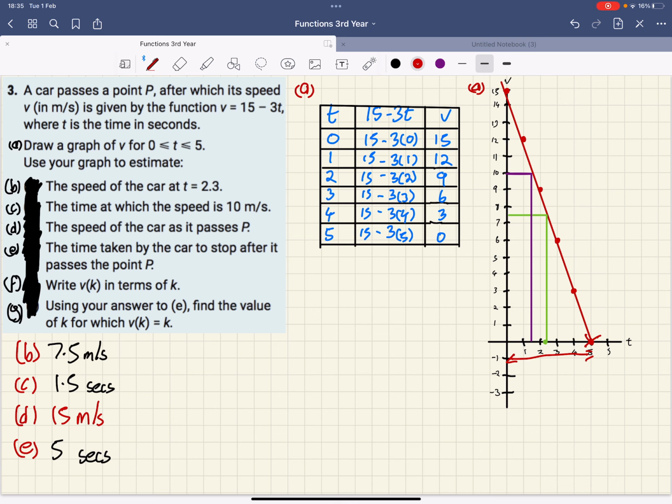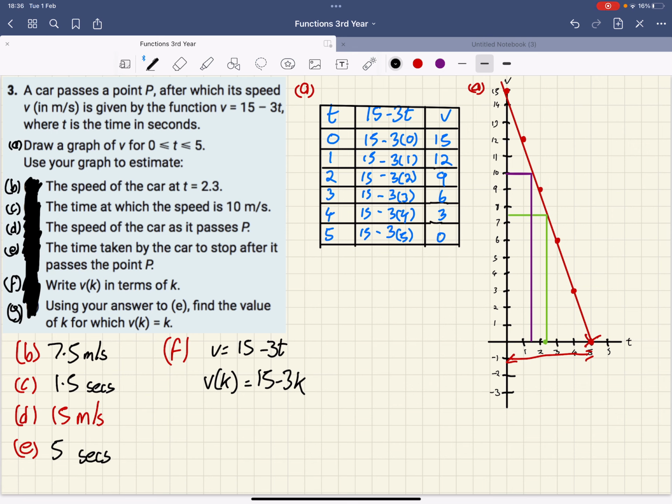Sorry, I know it's in red. F: write V of K in terms of K. Let's have a look. The question says V is equal to 15 minus 3t, and it says V of K in terms of K. So for V of K, wherever we see t, we put in K. Nice and handy. Think of it as x or any value you want. K is what goes in there.